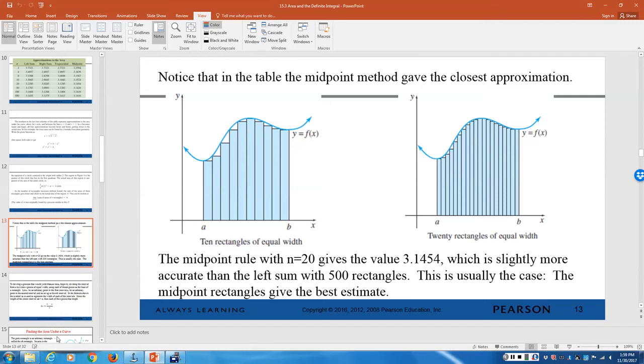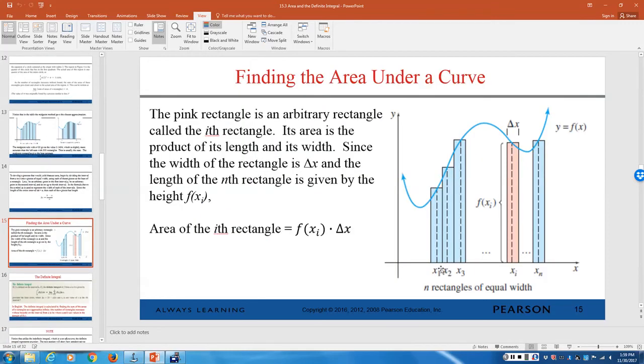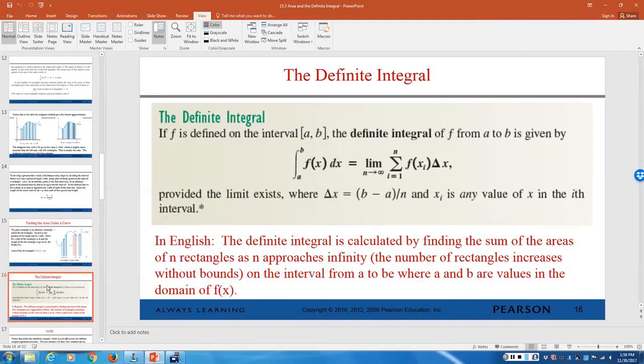So the last thing that we're going to look at is this general idea of what happens. The more of these rectangles you make, the better the approximation to the area. And that's what led us to the definite integral.